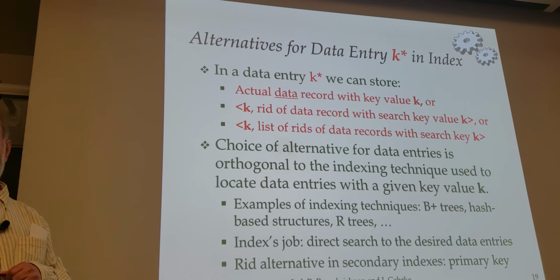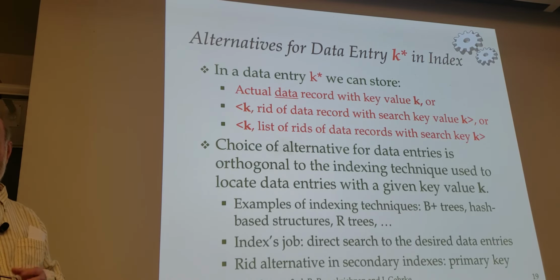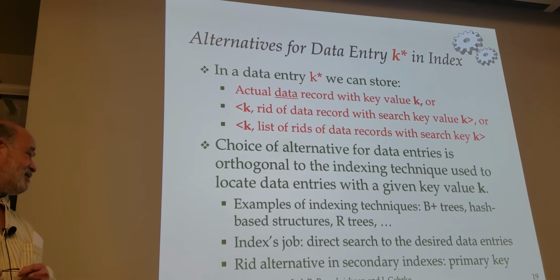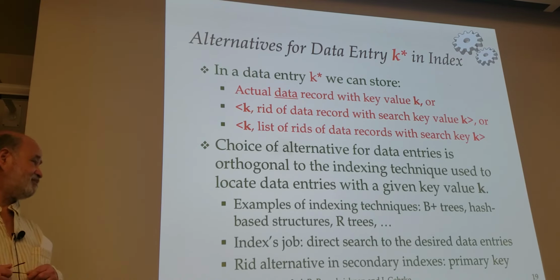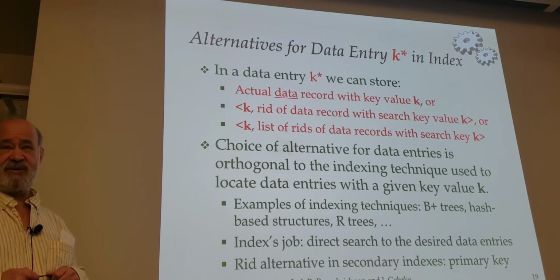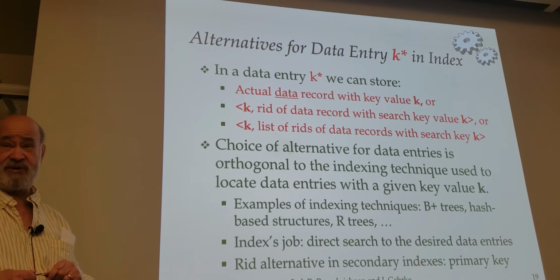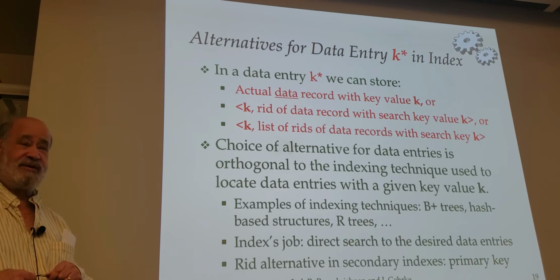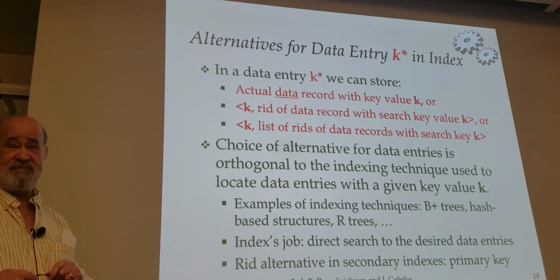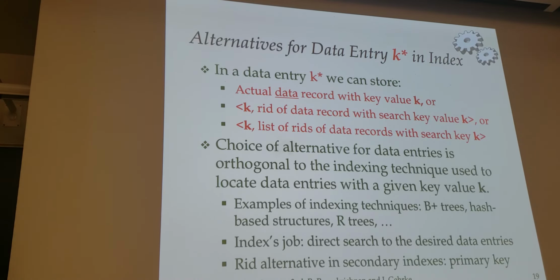What's the index job? To find the data entries. How are the data entries stored? You've got a choice. And so basically the RID alternative, basically 2 and 3, there are 2 alternatives that are based on RIDs. Alternative 1 stores the data. The RID alternative basically corresponds to the notion of there being indexes, which might be, and we'll go into this, might be primary key indexes or might be other indexes, which we call secondary indexes. And we will soon be talking about clustering indexes and non-clustering indexes.